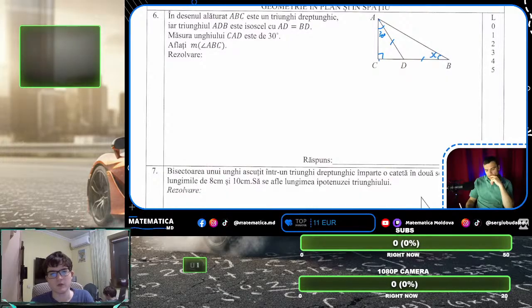And ADB is having AD and DB the same length. And CAD is 30 degrees. Find how many degrees is ABC. So that's basically the denoted X angle right there. So yeah, if it's that angle, then we kind of need to understand.